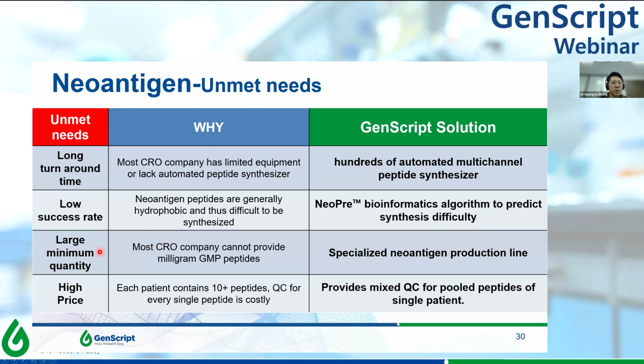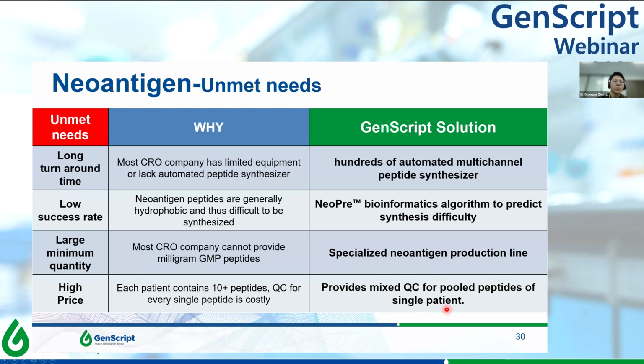And for the large minimum quantity, we found most CRO companies cannot provide milligram-level GMP peptides, and GenScript has a specialized neoantigen production line, which can provide neoantigen only by this line, and we can synthesize milligram-grade GMP peptides. And for the high price, we can provide mixed QC for pooling peptides of a single patient.